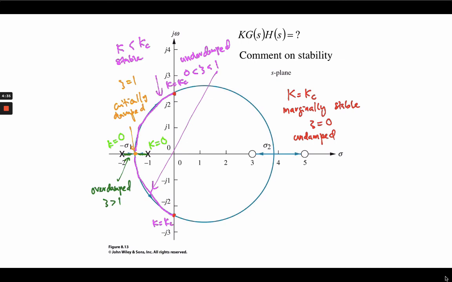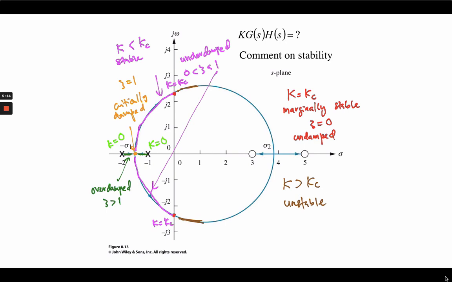Whenever we increase k past kc, the poles will cross to the right hand side of the S-plane. It crosses to this location and to these locations. So we see that whenever k is greater than kc, the system is unstable. We limit our discussion at this point.